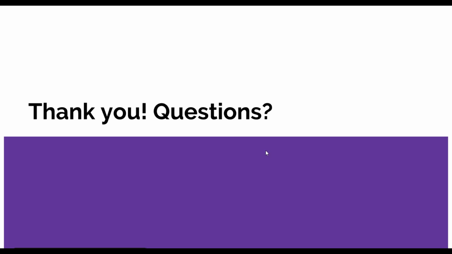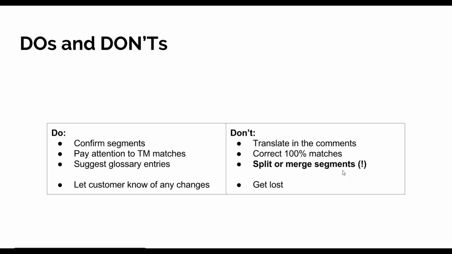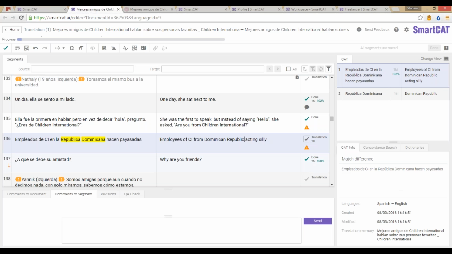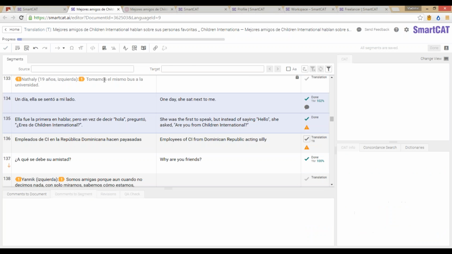Do not correct 100% matches, and last but not least, do not split or merge segments. There is a functionality in SmartCAT that allows you to, for instance, select 2 segments and click join them. I will now do exactly what I told you not to do, just to show how it works.